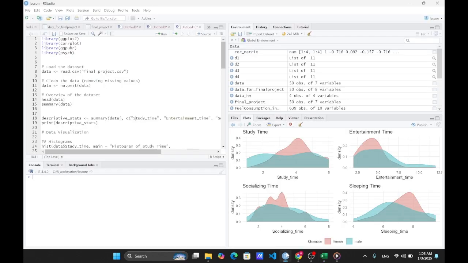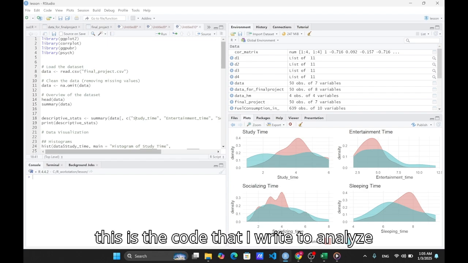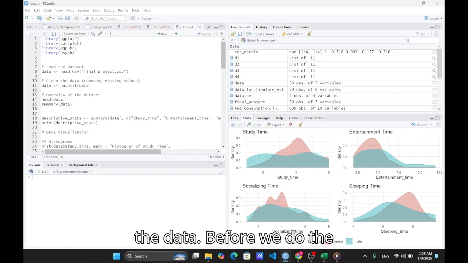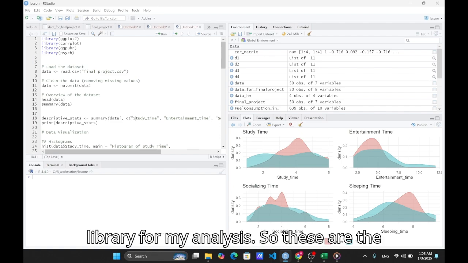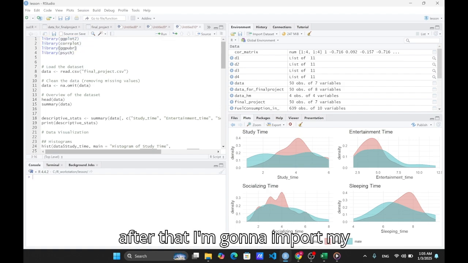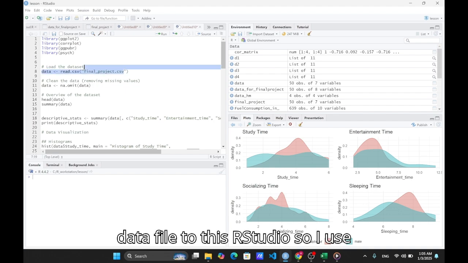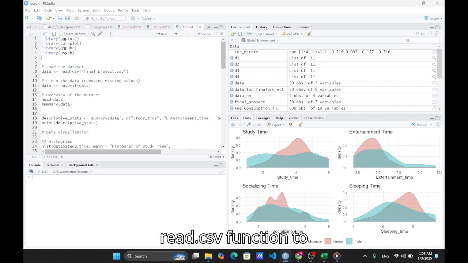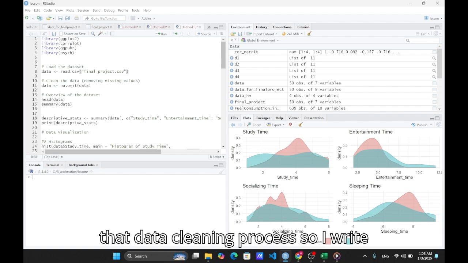This is the code that I wrote to analyze the data. Before we do the analysis, I want to load the necessary libraries. These are the necessary libraries. After that, I'm going to import my data file into RStudio. I use the read.csv function to import my data. After that, I'm going to do the data cleaning process.